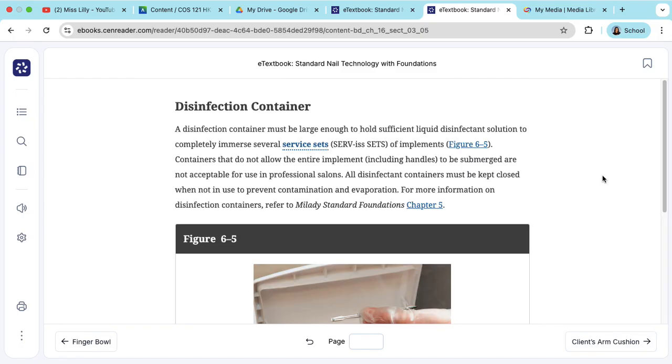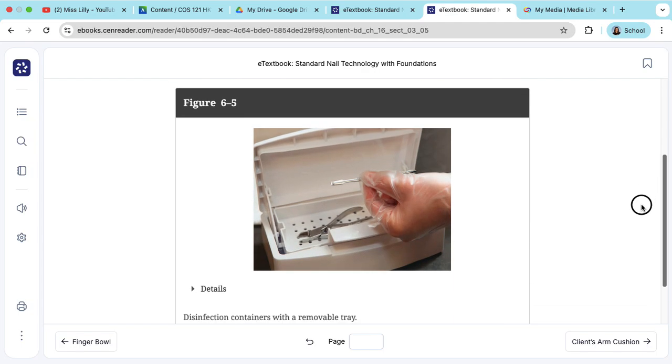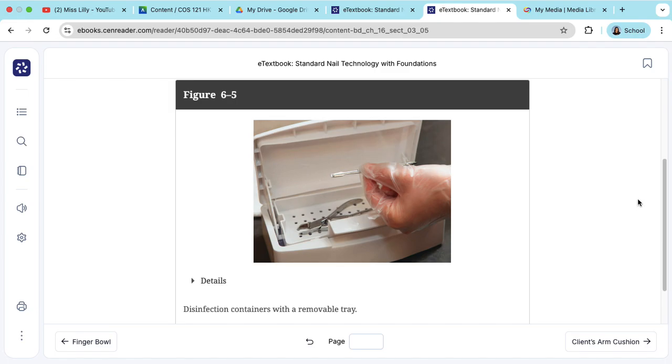Disinfection container. A disinfection container must be large enough to hold sufficient liquid disinfectant solution to completely immerse several service sets of implements. Containers that do not allow the entire implement to be submerged are not acceptable. And here is an example of one. Most places have a glass one.